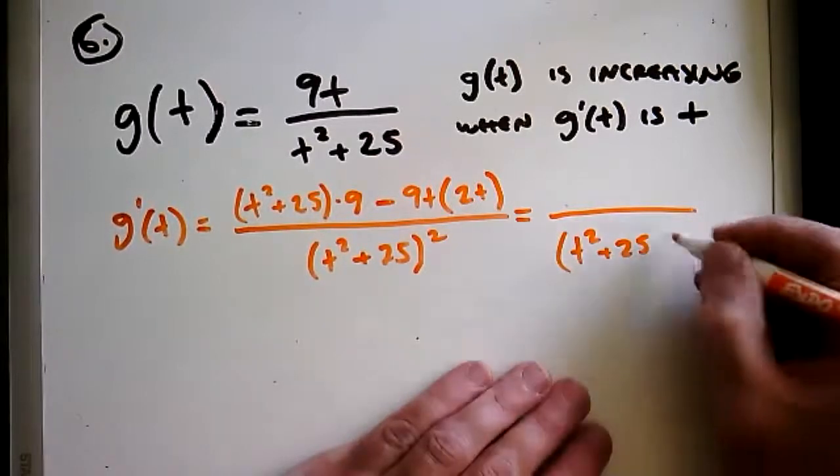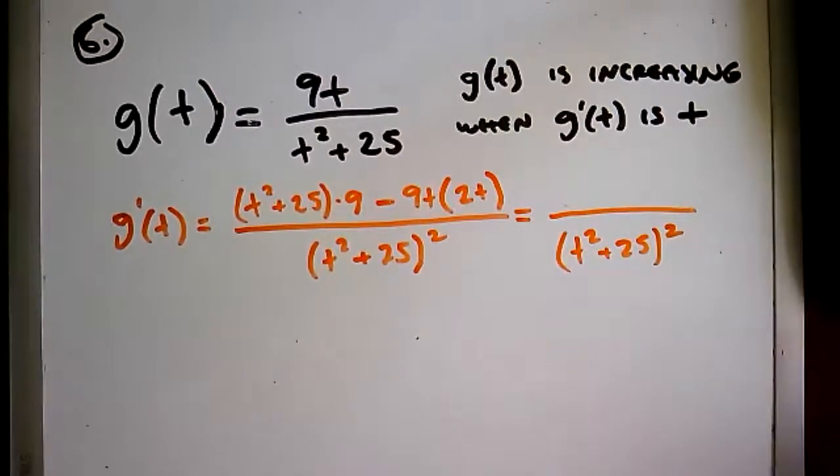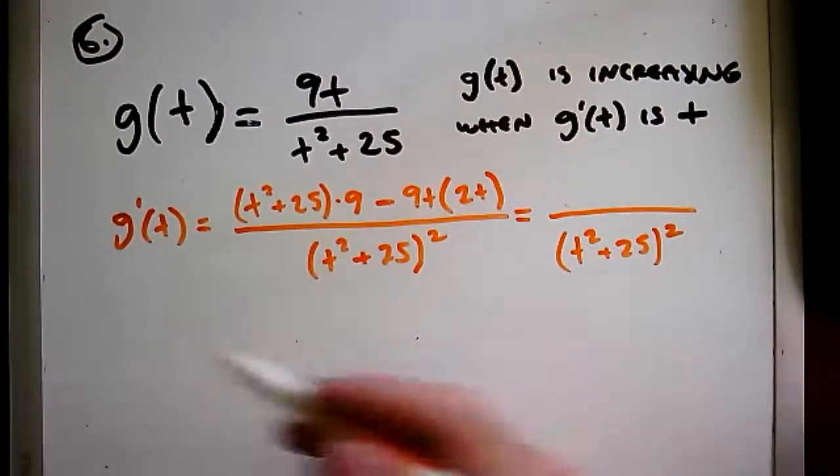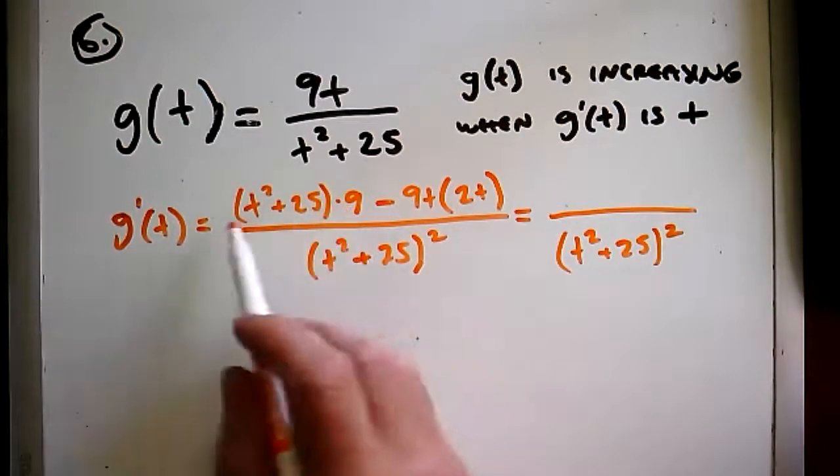So we have t squared plus 25, squared. That can never equal 0, and so that won't give us any of the points where the function might switch between being positive and negative, or g prime might switch between being positive and negative. Okay, now I am going to multiply this out.